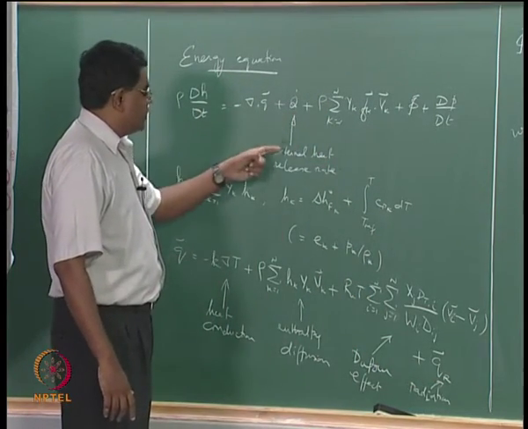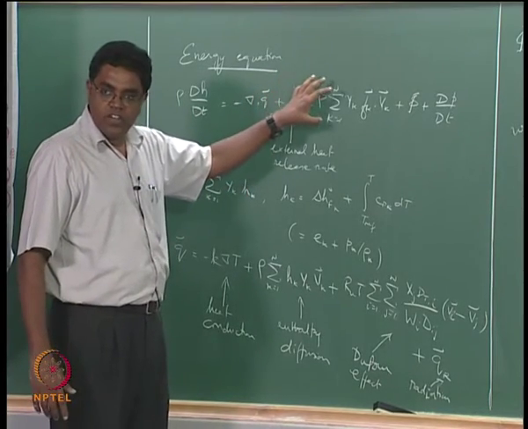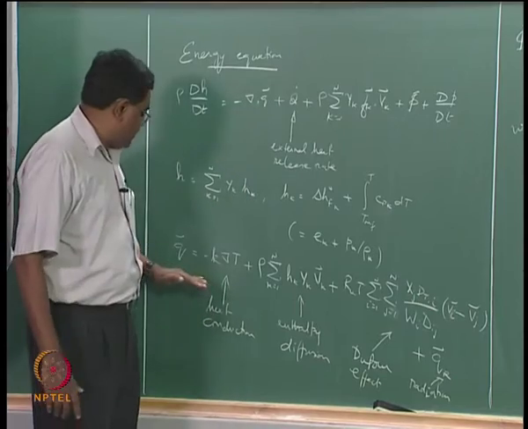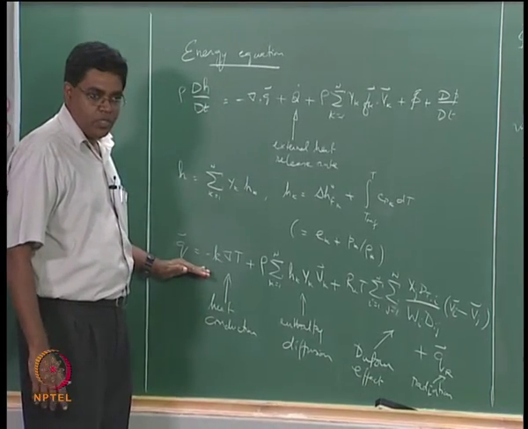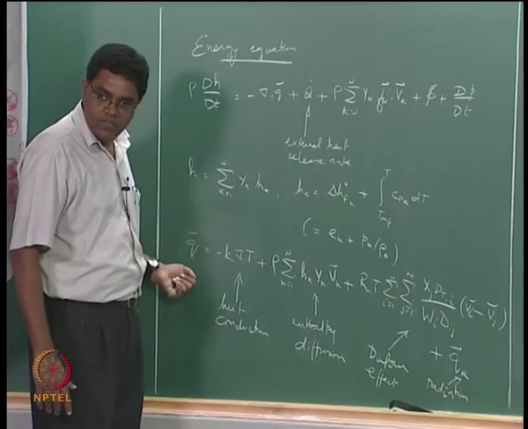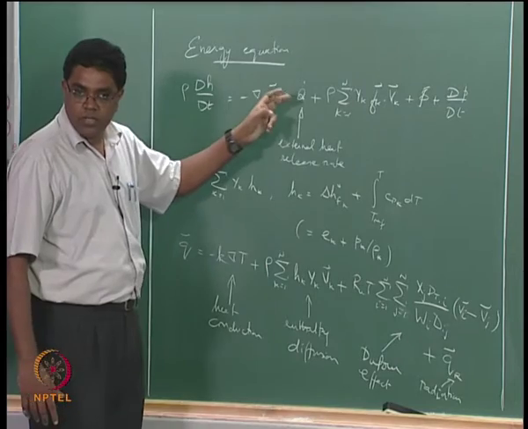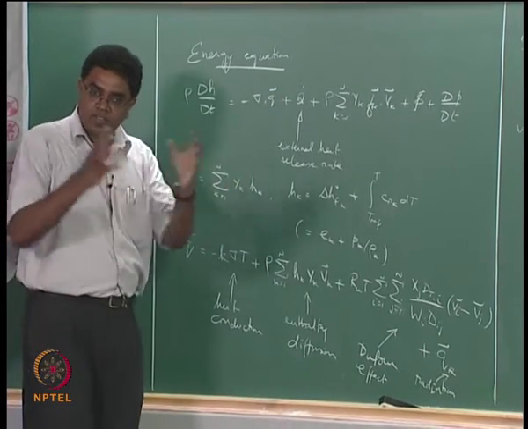Q dot is an external heat release rate. This is a volumetric heat release rate. This is not having units like watts per meter squared, which would be a heat flux over here, but this is more like watts per meter cubed, because we are looking at volumetric heat release that is within the domain.